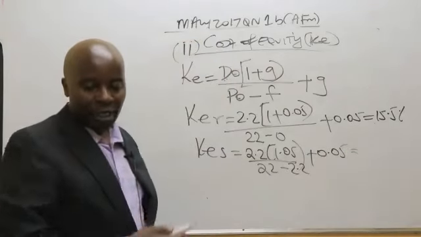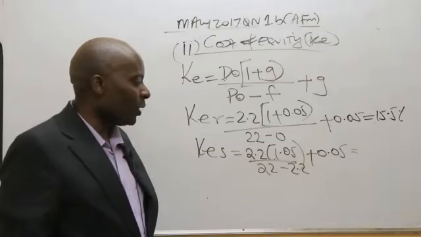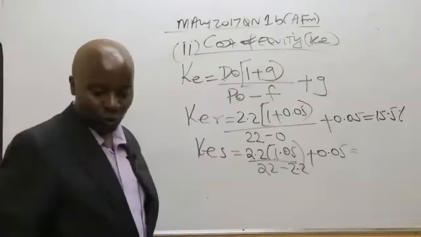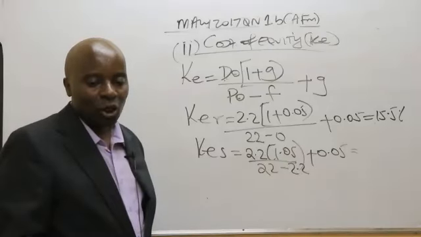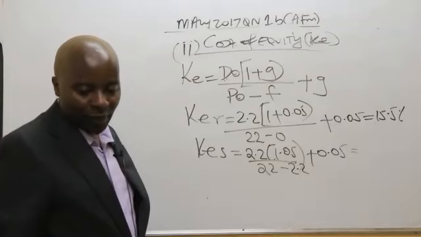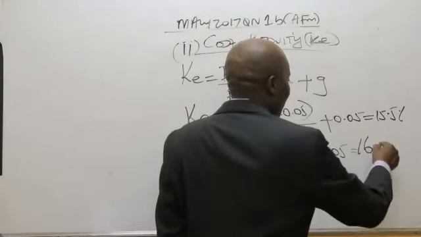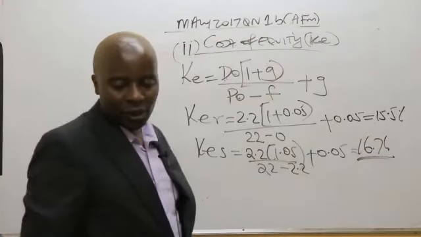So here you have to be careful with your calculator. You say 2.2 times 1.05 equals, and then you divide by 22 minus 2.2. You have to get the numerator separately, and then divide. You get the quotient, and then whatever you get, you add 0.05. Somebody is telling me it's supposed to be 16.7%. Yes, 16.7% is the correct answer. Thank you very much.